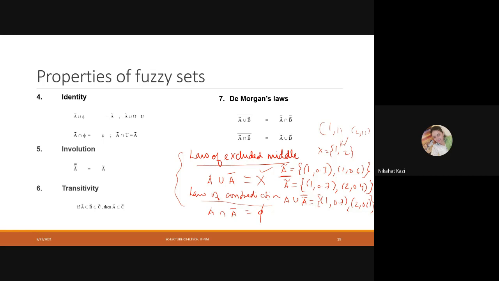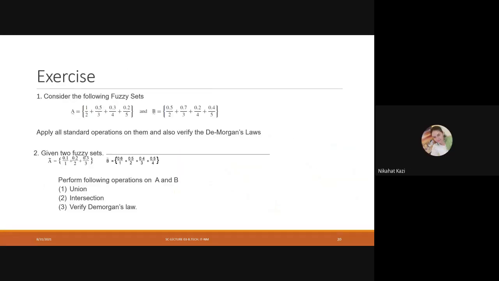Is this clear? Okay, now there's one more exercise. You have to perform all the standard operations and verify De Morgan's laws. You can do this as homework. These two examples, or do you want me to discuss them? We can do it.